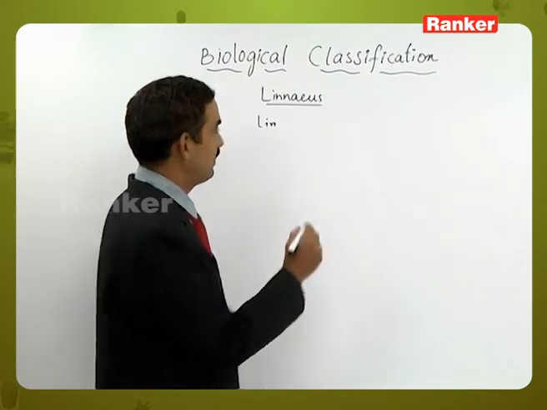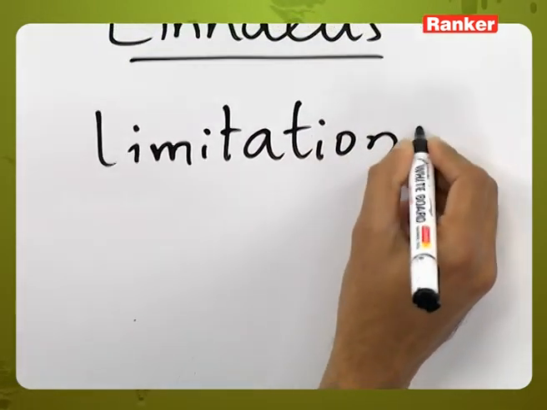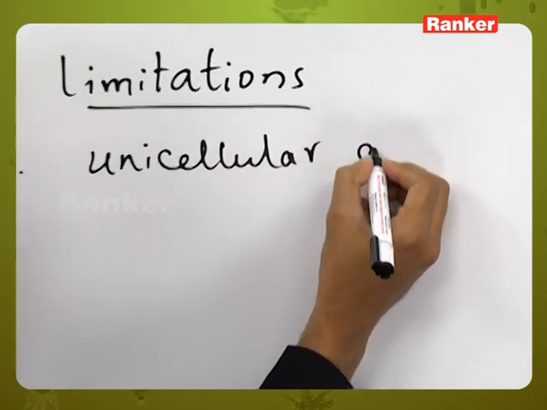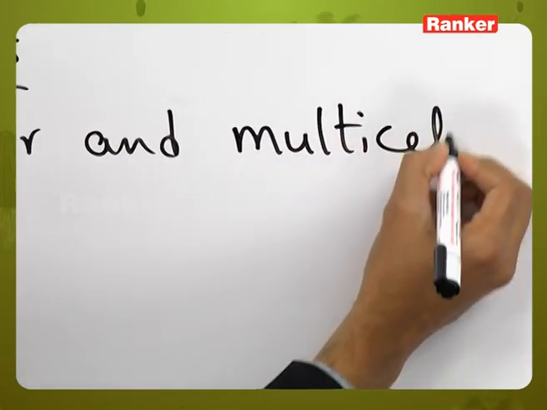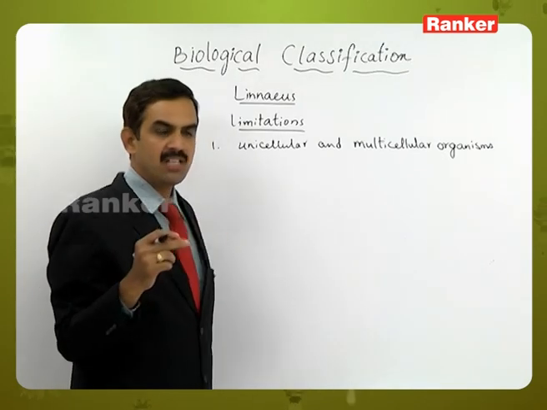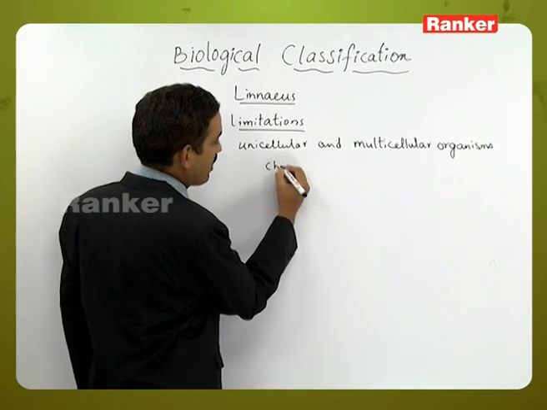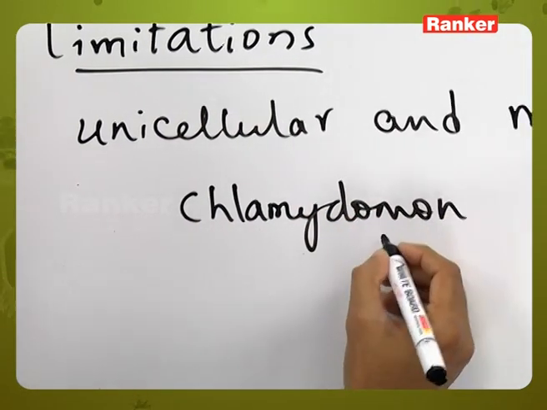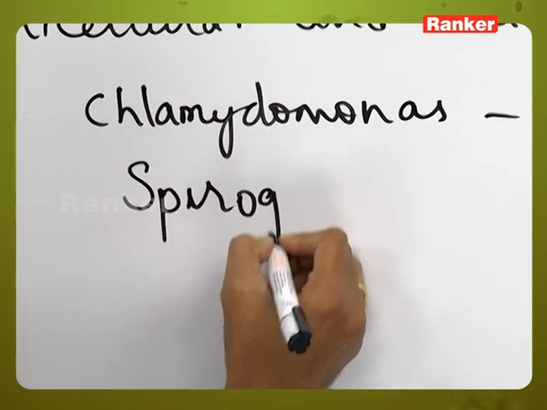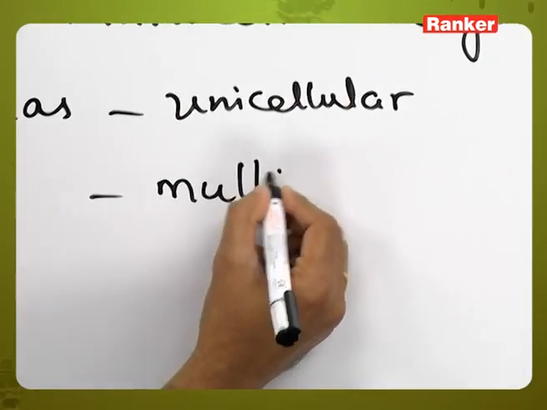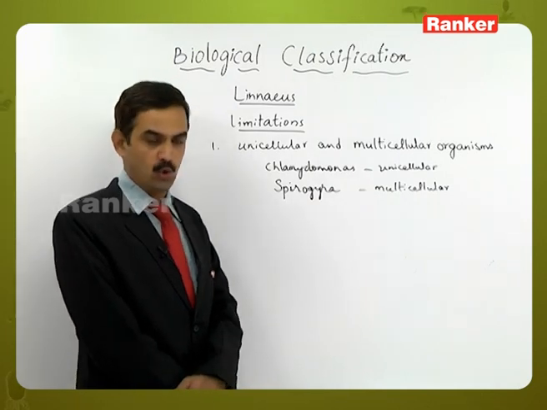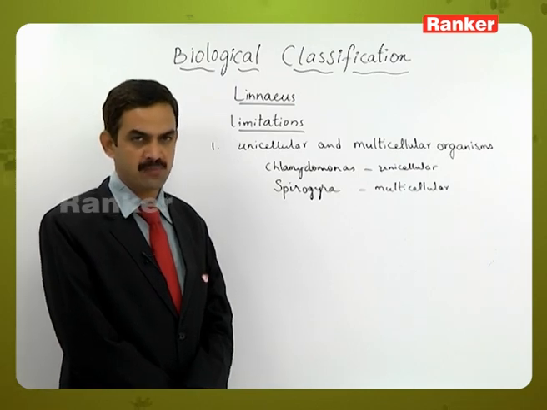In the Linnaeus system of classification, there are many limitations. He didn't differentiate unicellular organisms from multicellular organisms. If we take the plant kingdom, there are some unicellular organisms such as Chlamydomonas, which is a unicellular organism. This unicellular organism is kept along with a multicellular organism like Spirogyra. Despite this difference in their cellular organization, both of them have been kept under one group. That is how he didn't differentiate unicellular organisms from multicellular organisms.